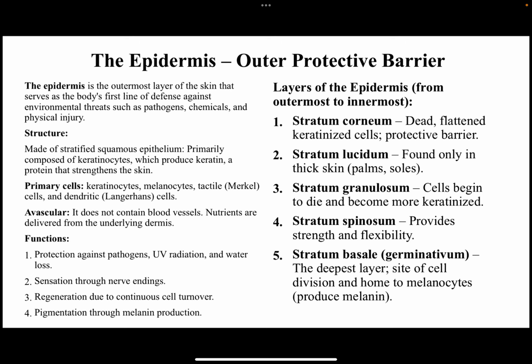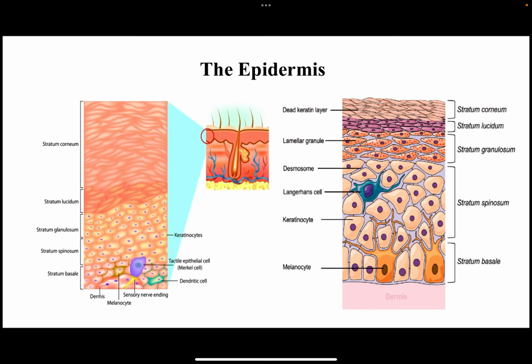If you are also asked the layers of the epidermis from the outermost to the innermost, you get it? From the outermost to the innermost, that will be stratum corneum, stratum lucidum, stratum granulosum, stratum spinosum, and stratum basale. Okay, good. So these are the layers of the epidermis and the cells that are located within the layers.